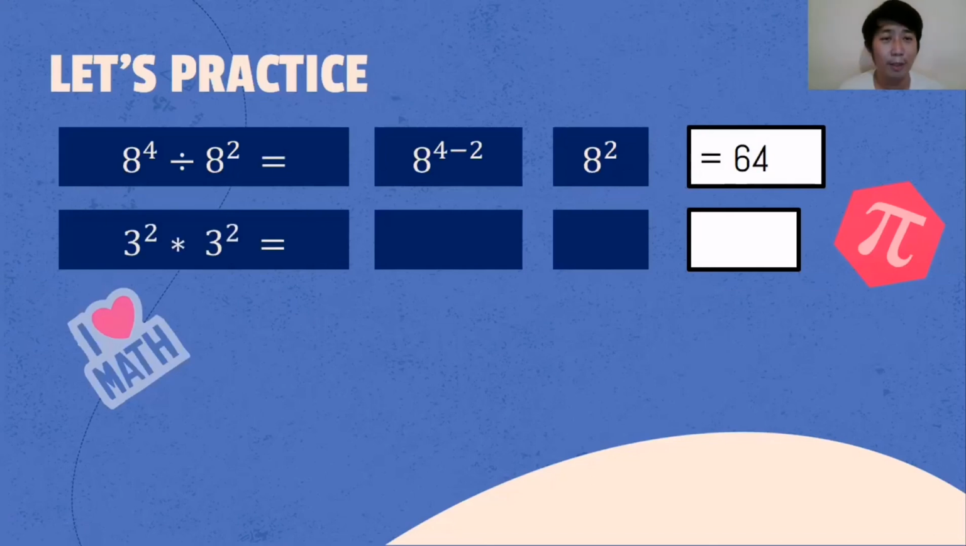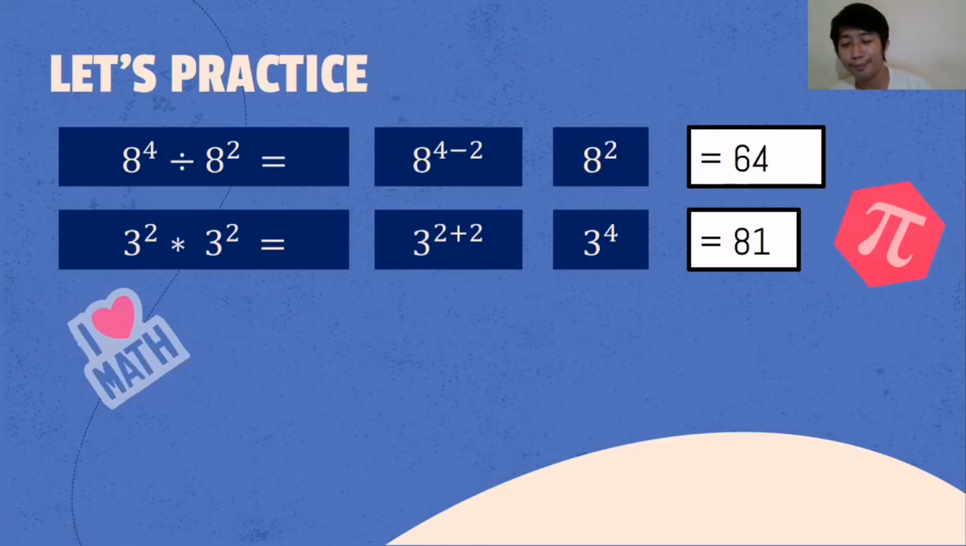The next example, 3 squared multiplied by 3 squared, that is the product rule. So in terms of the product rule, if you have the same base, we simply, very good, add the exponents. That's why 2 plus 2, that is 3 raised to 2 plus 2. What is 2 plus 2? 4. What is 3 raised to 4? 3 times 3 times 3 times 3, that is 81.